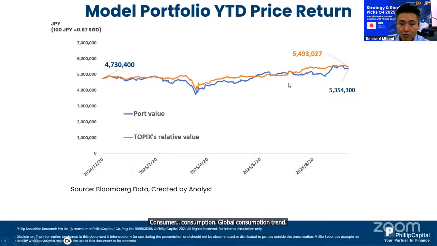So we see that the model portfolio return is in the YTD return. It's relatively below. If you invest 4.7 million on December 20th, it's going to be 5.3 million at the end of September 3rd. It is a very good return, but it's below TOPIX.